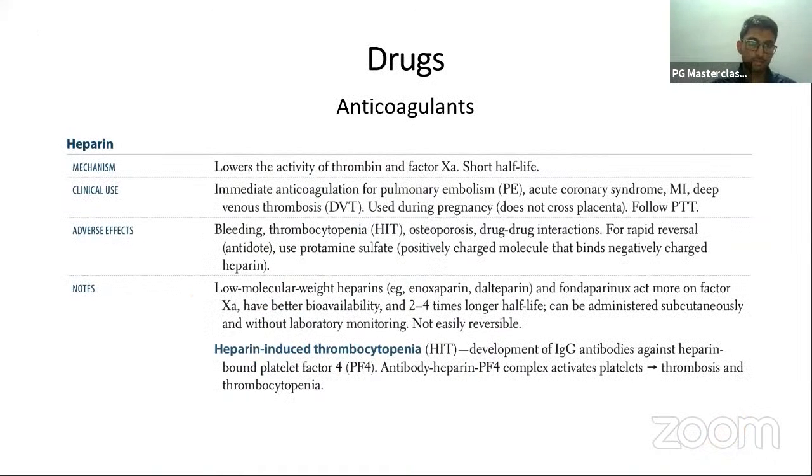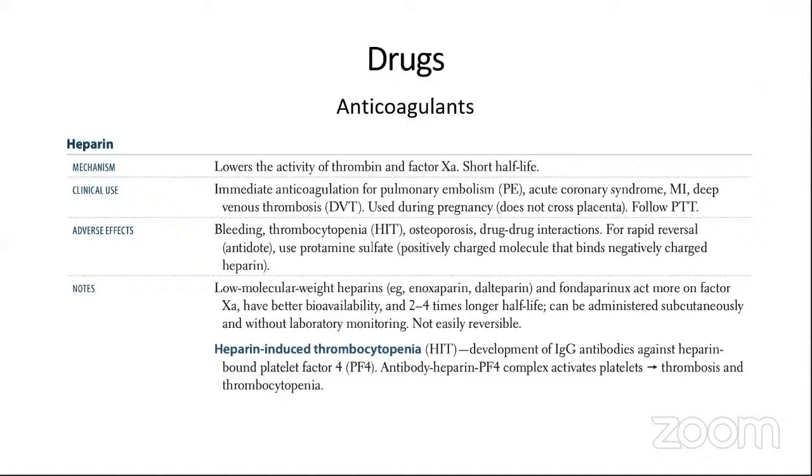The first drug which I would like to discuss is heparin. Heparin acts on both thrombin and factor 10A, more on thrombin than on factor 10A. It is a platform on which the inhibition occurs. It does not act on a receptor. It is a platform on which thrombin and factor 10A reside, and their activation is inhibited. Its clinical use is immediate anticoagulation for pulmonary embolism, acute coronary syndrome, MI, deep vein thrombosis, and it is used specifically in pregnancy because warfarin is contraindicated, as warfarin crosses the placenta but heparin does not.